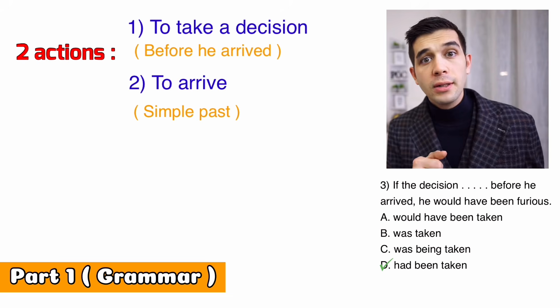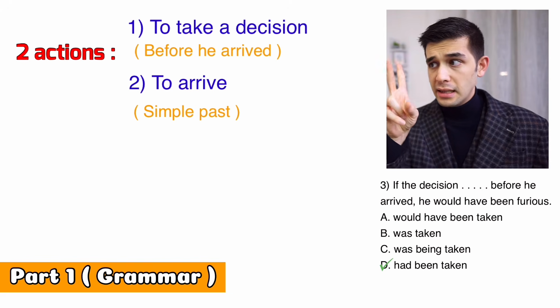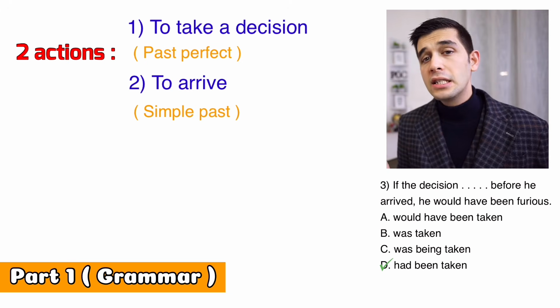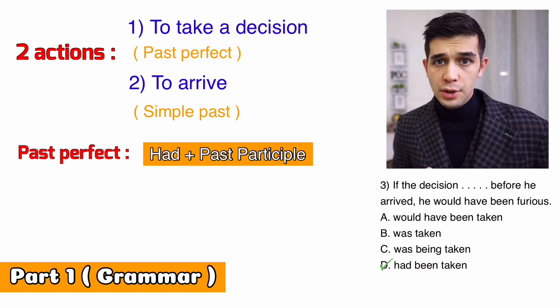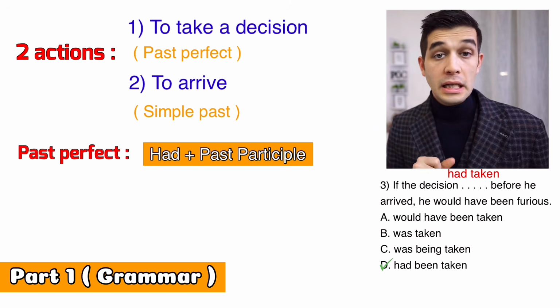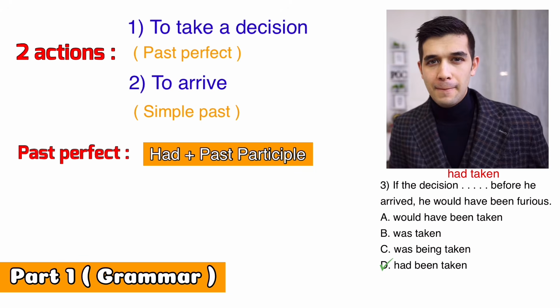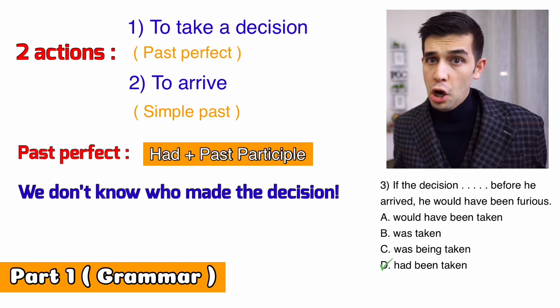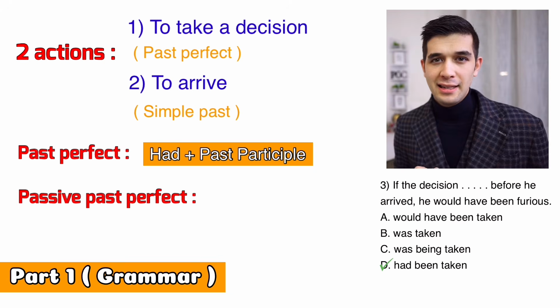Excellent, before he arrived. When you have 2 actions, and one action is simple past, and the other action is before the simple past, that is past perfect. Which means you should use this structure, had plus past participle. So, had taken is the correct answer. But no, there's still something you're missing. Who made the decision? Do you know? No, we don't know who made it. So it's a passive sentence.